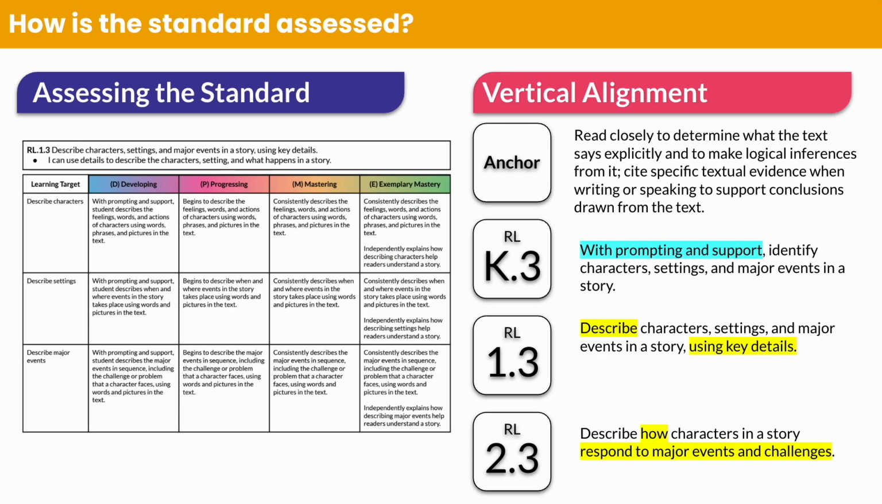Now that we have a better understanding of the standard, let's look at how it's assessed. In looking at the first grade standard-based report card rubric, we know that for students to reach mastery, they need to be able to describe character, setting, and major events consistently. This means that they transfer this work into other texts, not just this one text in isolation.